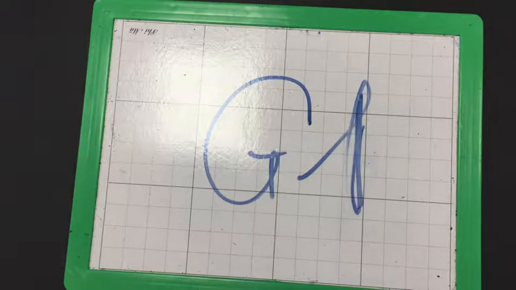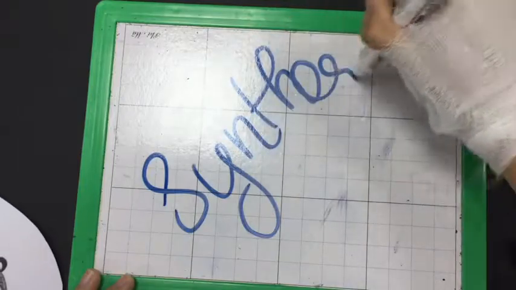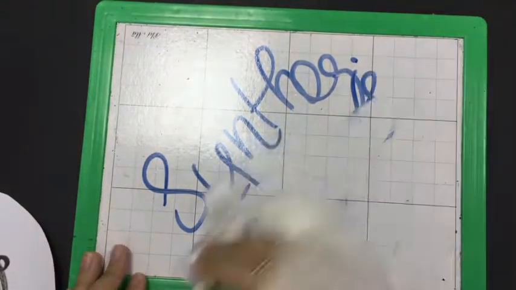So the first part of interphase is G1, and during G1 we start out with a small cell, and then it just gets bigger. The next part of interphase is synthesis.